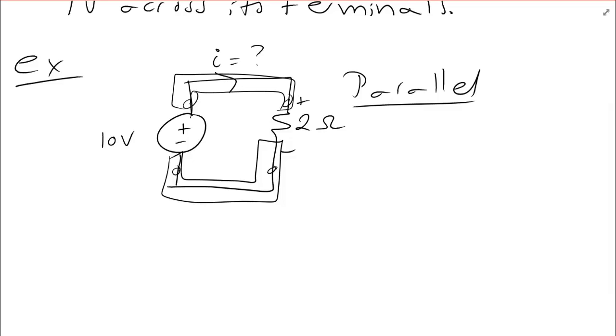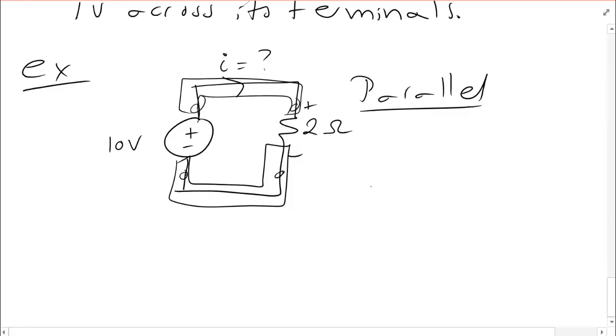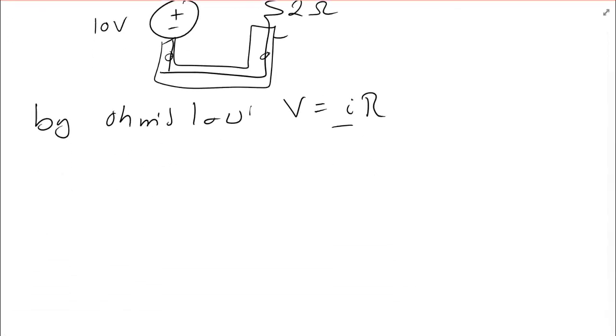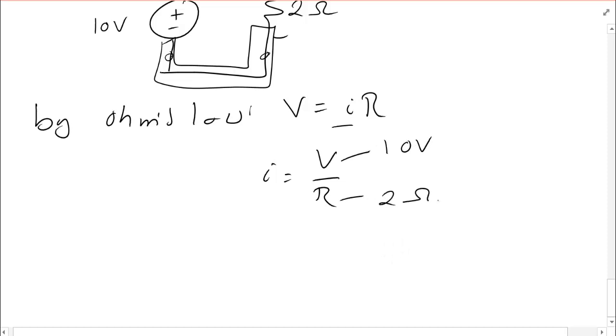So we can use Ohm's law. By Ohm's law, V equals IR, but we're interested in I. So a little bit of algebra tells us that I is V over R. V, because they are in parallel, is 10 volts. R, as given in the question, is 2 ohms. Therefore, I is equal to 10 over 2, or 5 amps.